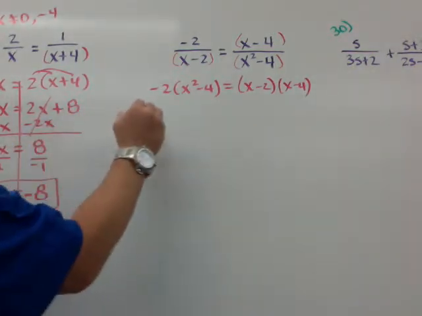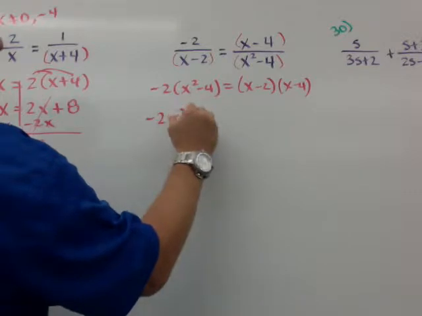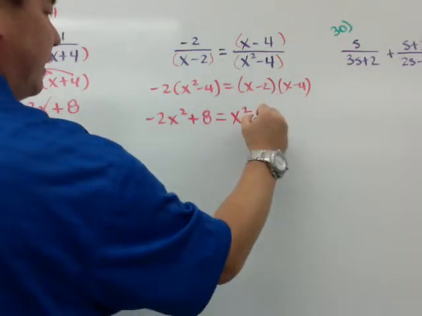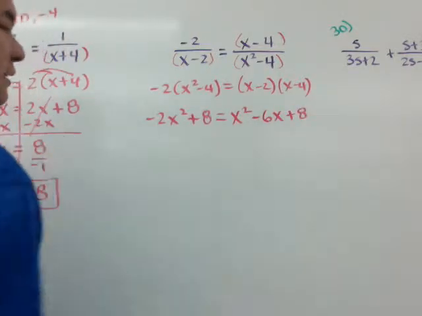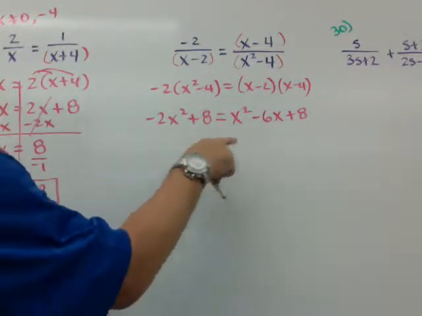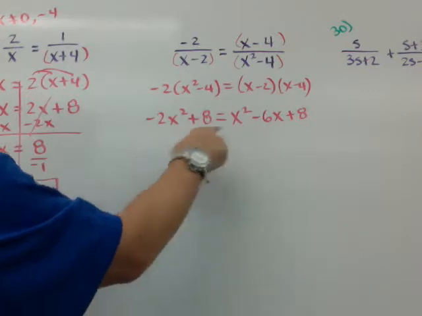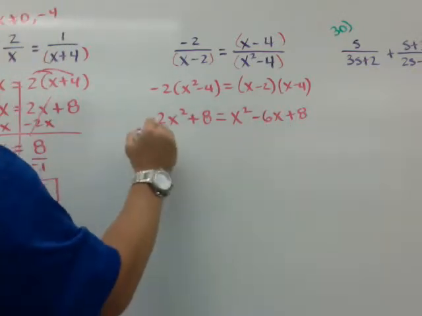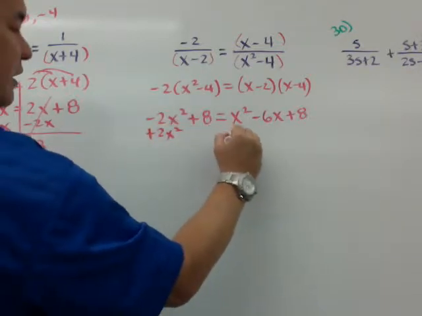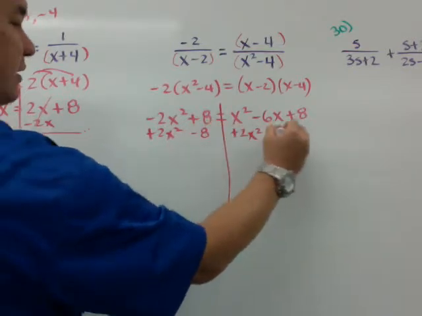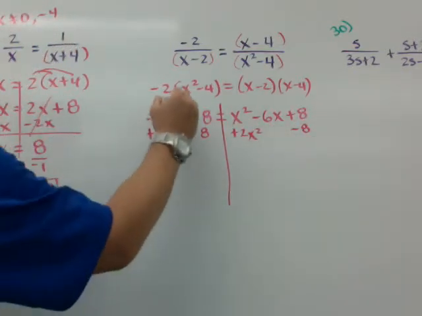Okay. Distribute. -2x squared plus 8 is equal to x squared, and I'm just going to shortcut this, minus 6x plus 8. Now I want to put it into a trinomial. Instead of subtracting it this way and getting -3x squared, I want the x squared to be positive, so I'm going to move these two this way. So I'm going to add 2x squared here, plus 2x squared here, just so you can see. And I'm also going to subtract 8 here and minus 8 here.